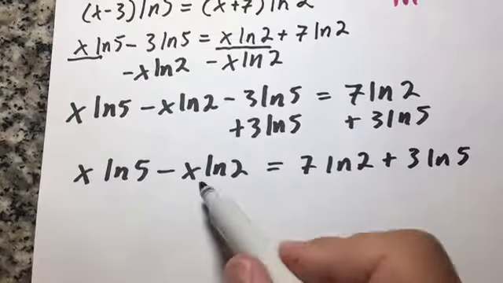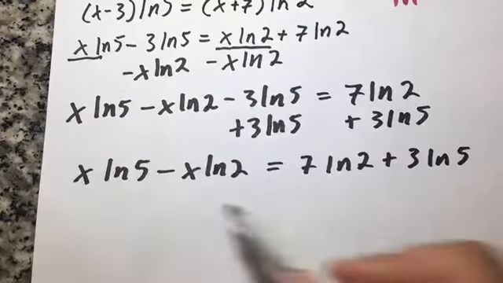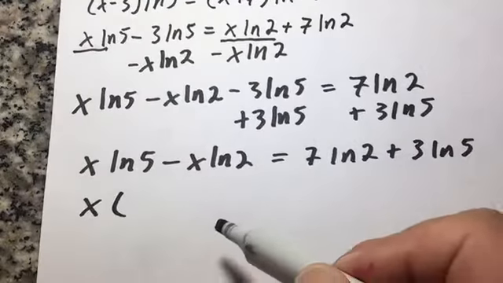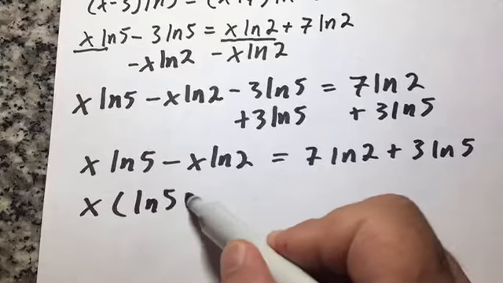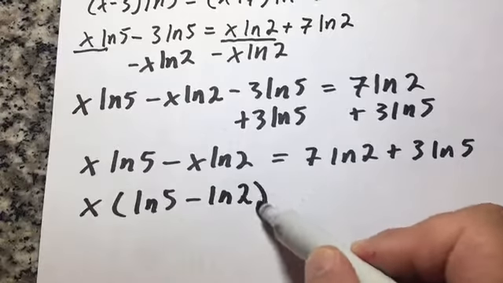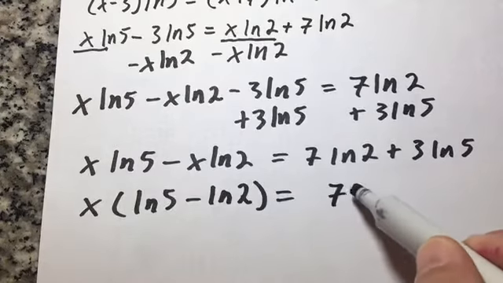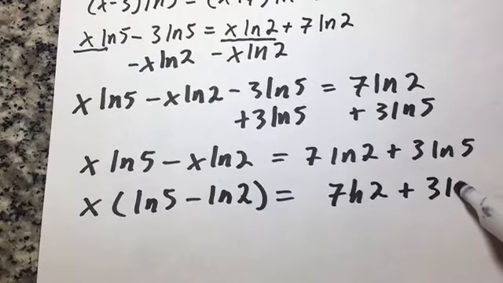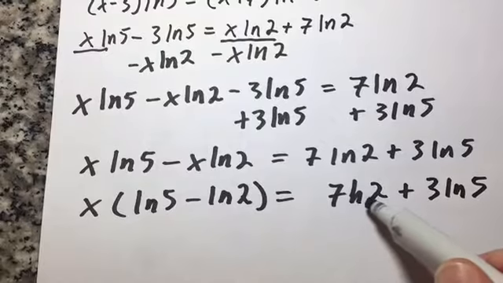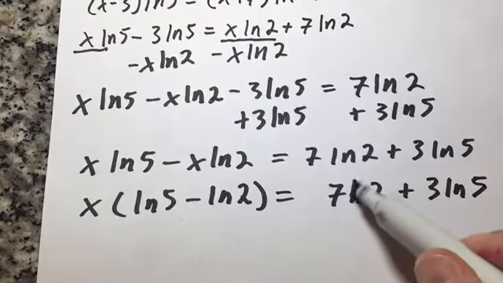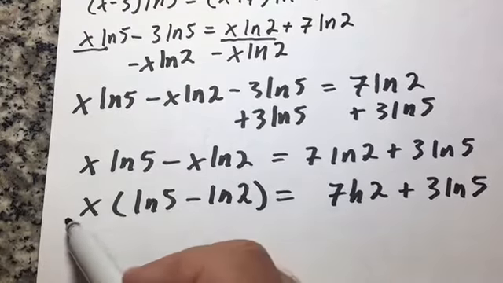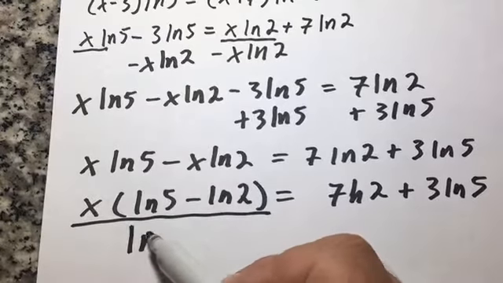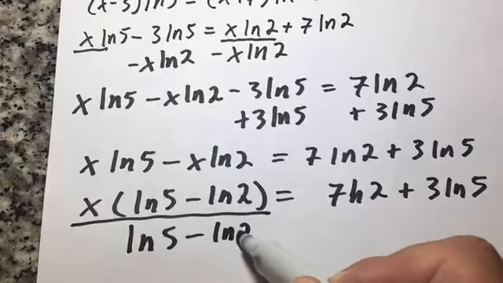So I'm going to factor out the x on this left side. So it's going to give me x times ln 5 minus ln 2 equals 7 ln 2 plus 3 ln 5. I'm going to divide both sides by ln 5 minus ln 2.